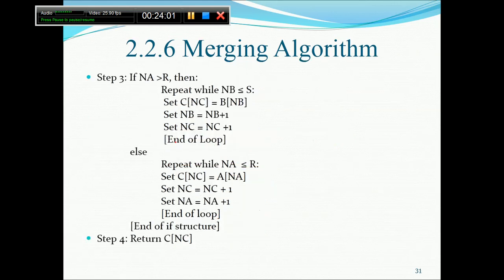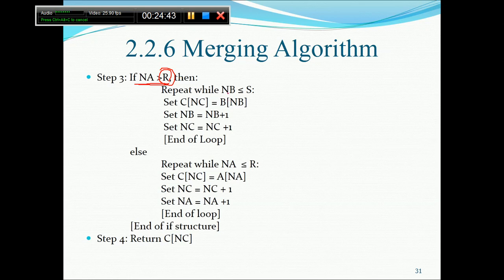Now what is the second step? We'll find which of the arrays still has some elements left. So if Na is less than or equal to R, see, R is the number of elements present in the array A. Now if Na is still less than R, this means we have some elements left in the array A. So what is the idea here is, if Na is greater than R, the Na is now greater than R, which means array A has already been exhausted.